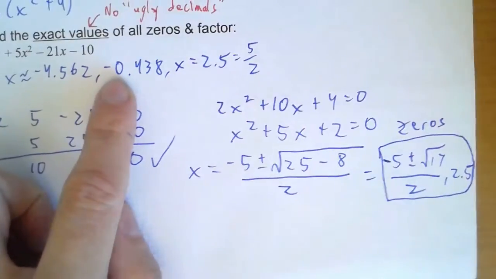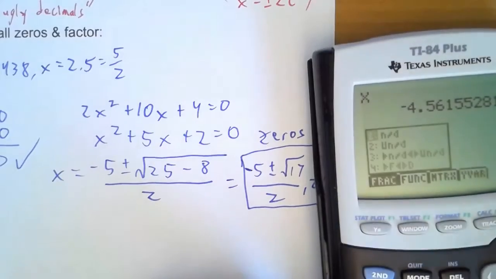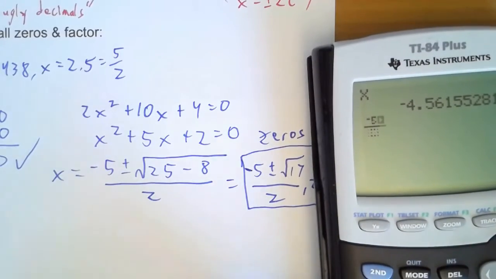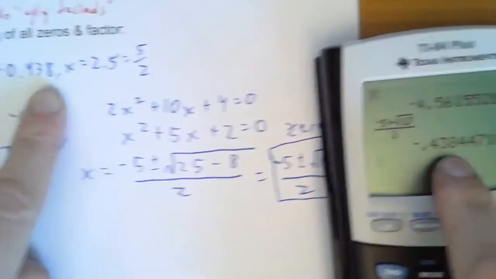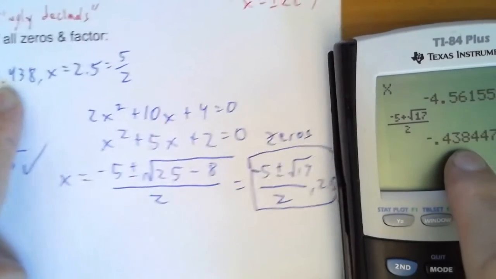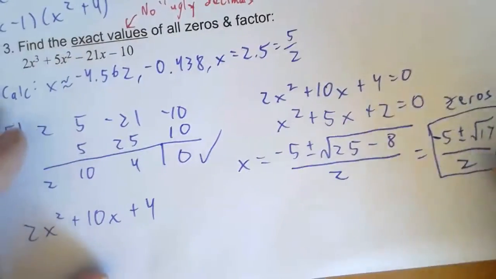All right, so if you wanted to check your quadratic formula work, you could calculate that. You could say -5 plus the square root of 17 over 2. And there we go. That matches one of those decimals that I found earlier. But now it's an exact value. All right. So there's the zeros for factoring.